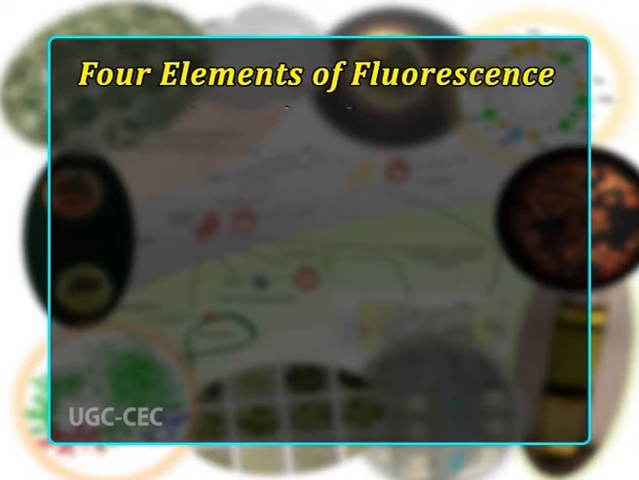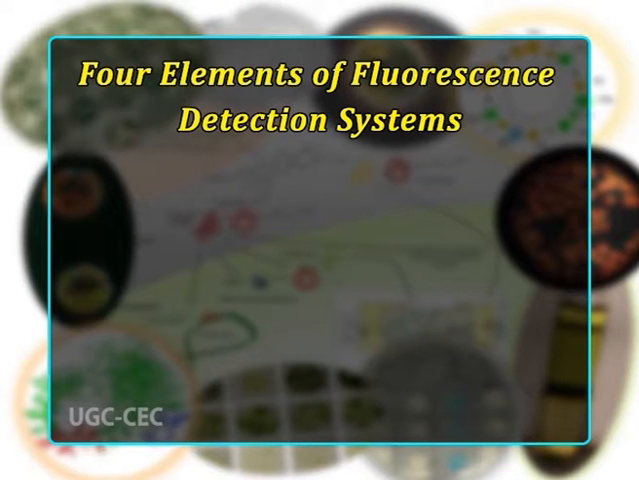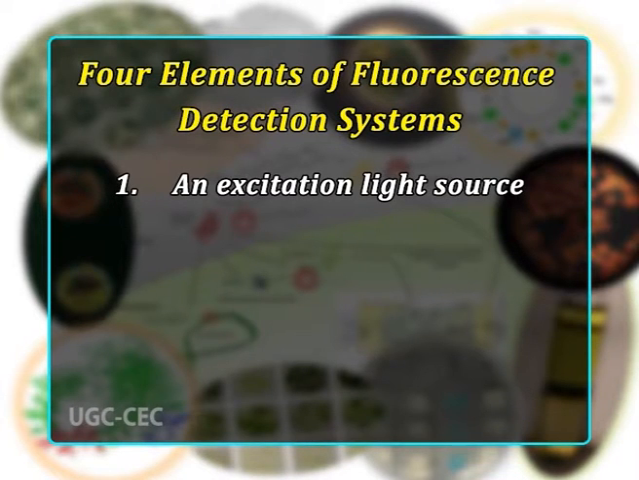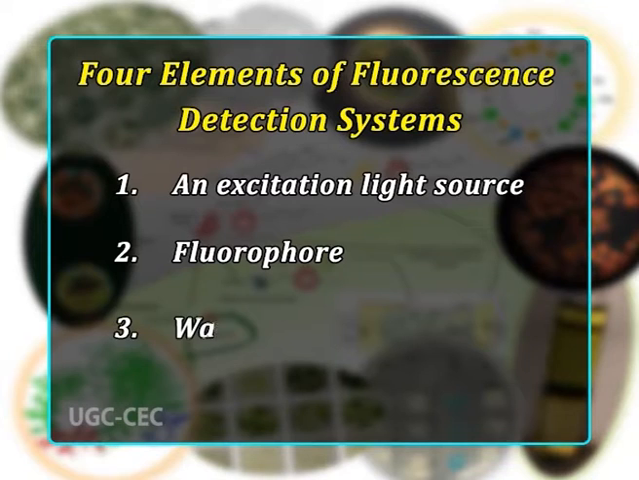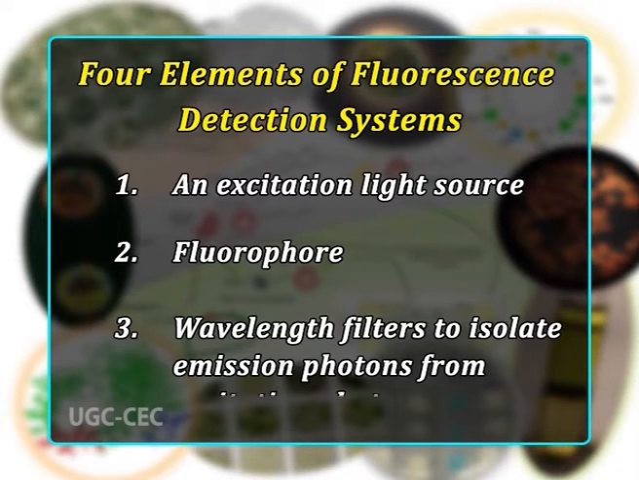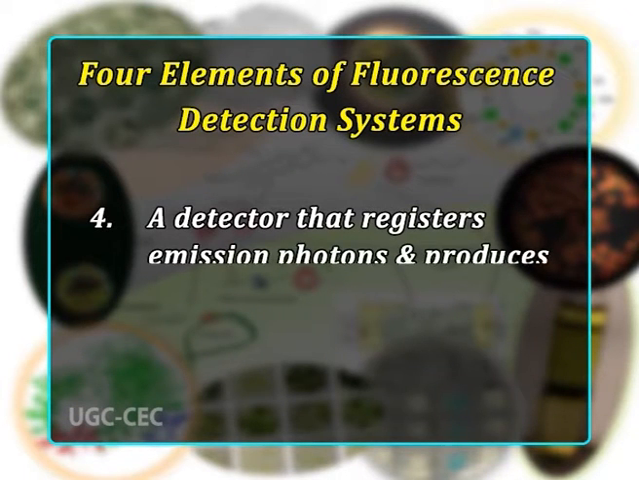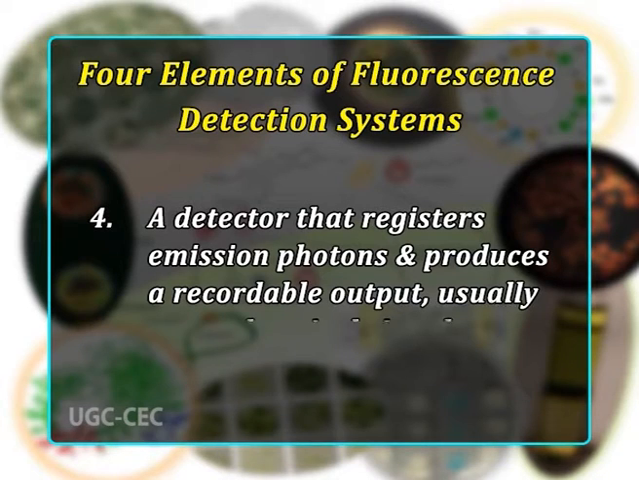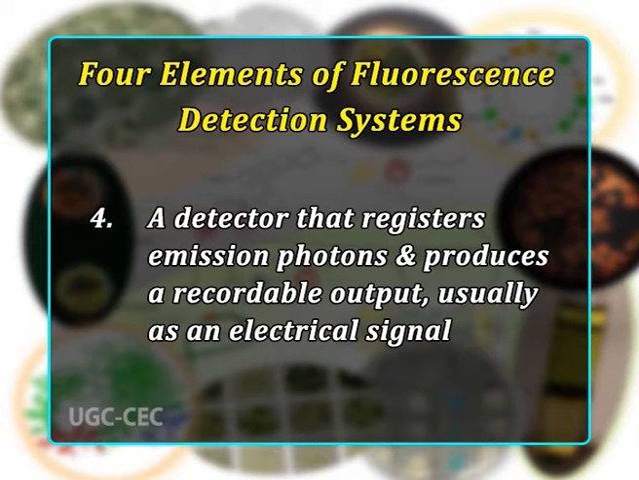fluorescence detection techniques. Four essential elements of a fluorescence detection system can be identified from the preceding discussion. First, an excitation light source, a fluorophore, wavelength filters to isolate the emission photons from the excitation photons, and a detector that registers the emission photons and produces a recordable output, usually as an electrical signal. Regardless of the application, compatibility of these four elements is essential for optimizing fluorescence detection.